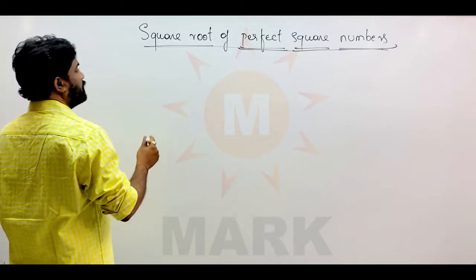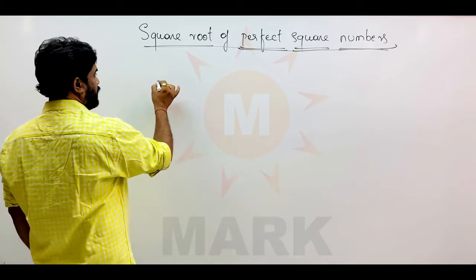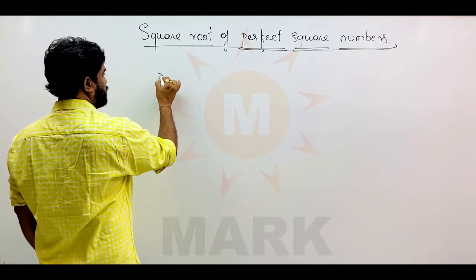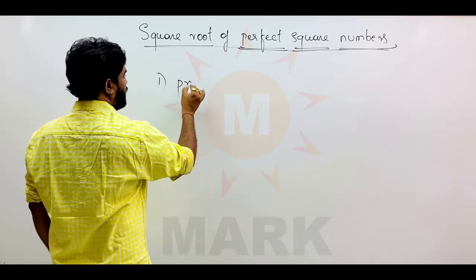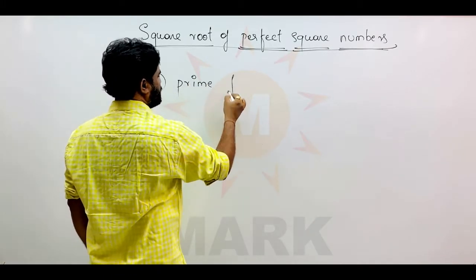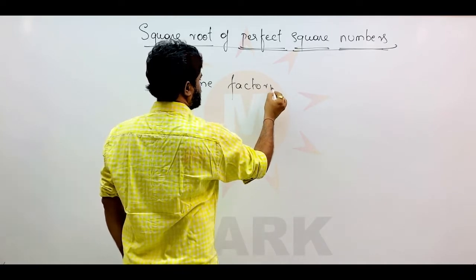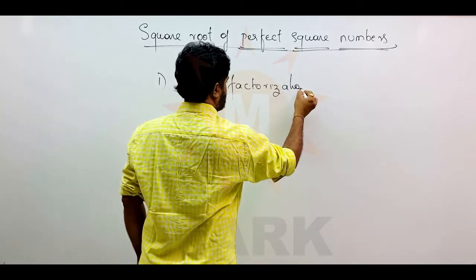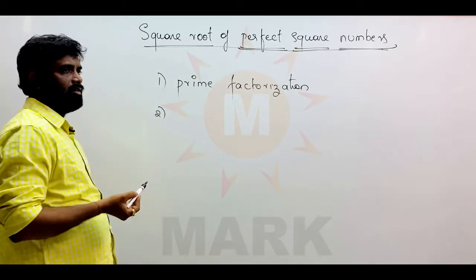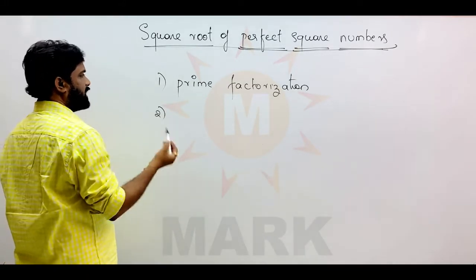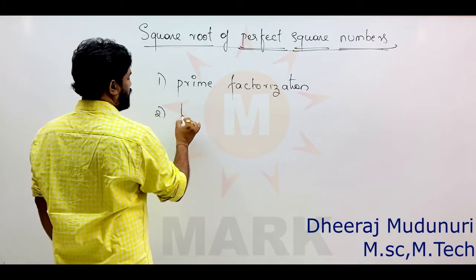My dear friends, now there are three methods basically to find the square root of a perfect square number. The first one is the original method, the prime factorization method. The second one is the long division method.